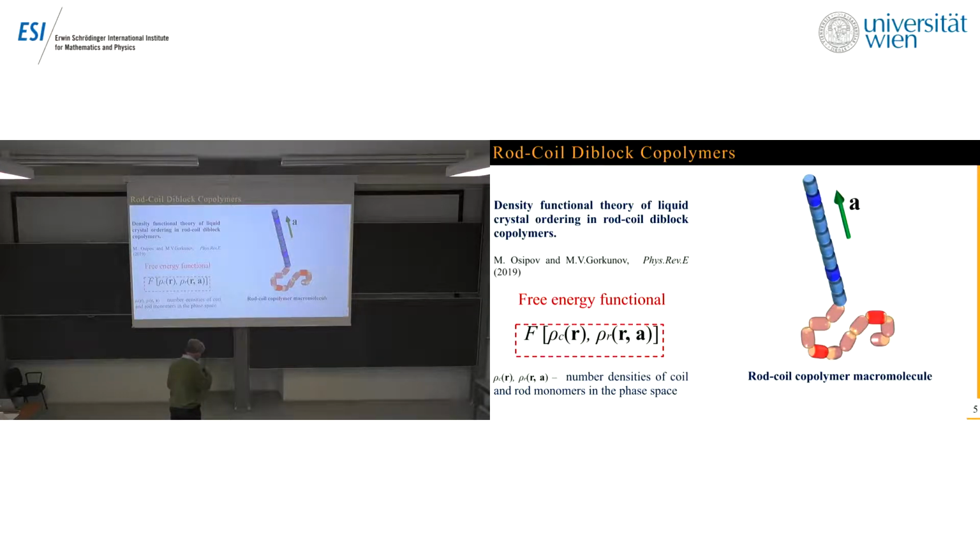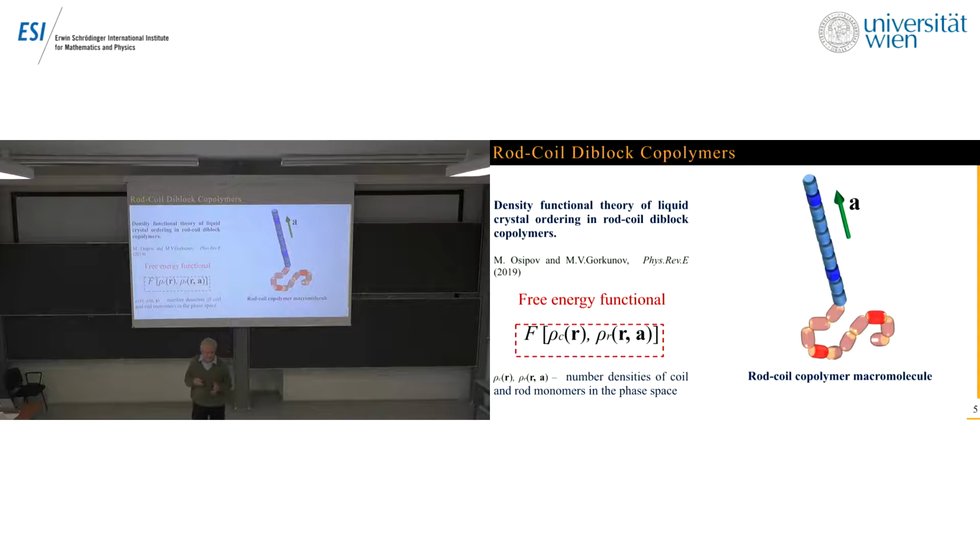So this is another cartoon, so biochem model, as we call it, of the rod-coil copolymer macromolecule. And also the main content of what I'm going to tell has been recently published, but not everything. Now the goal of what we're going to do is to create the so-called free energy functional, because in the title we see that this is a density functional approach to the molecular theory of these systems.